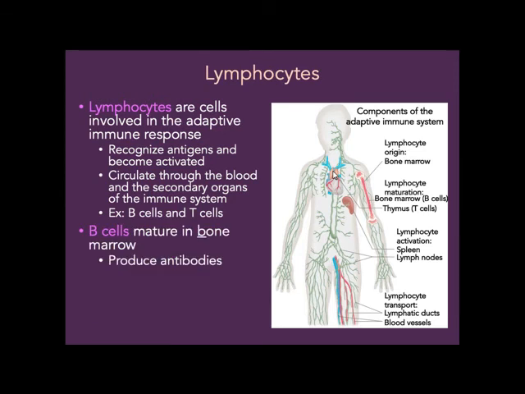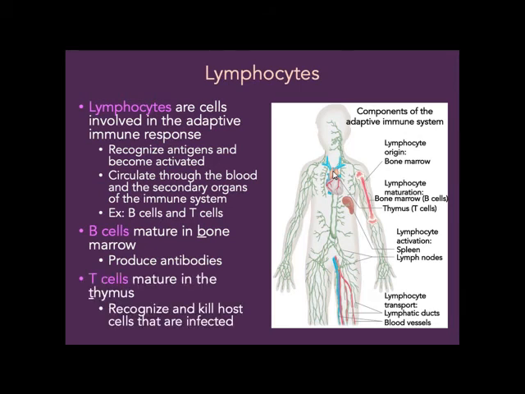Okay. So B cells will produce antibodies, right? Those little Y-shaped molecules that stick to antigens. T cells mature in the thymus, and the job of the T cell is to recognize and kill host cells that are infected. So if you have a host cell that has been infected with a virus, the T cell will come over and kill the host cell before the virus can spread to other nearby cells.